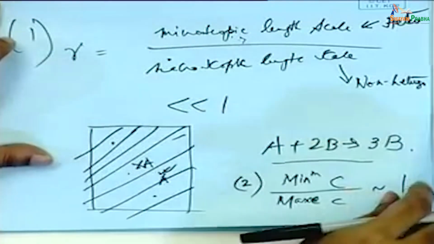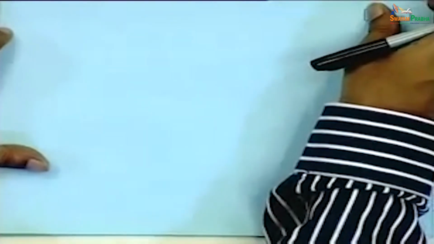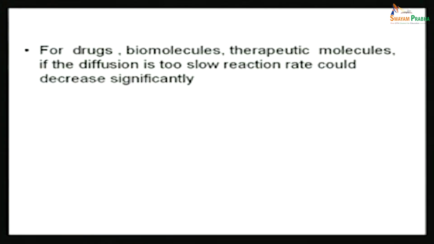Okay, so having said these things, it doesn't make sense to write a model unless we understand the constraints, the boundaries within which we are writing that model. So having met that, we can try and write a model for this. These are for drugs, biomolecules, therapeutic molecules, and so on. And if the diffusion is slow, then the reaction rate could decrease significantly. The reason is that in the pseudo-homogeneous model diffusion and reaction occur parallelly, but in real life diffusion precedes reaction.